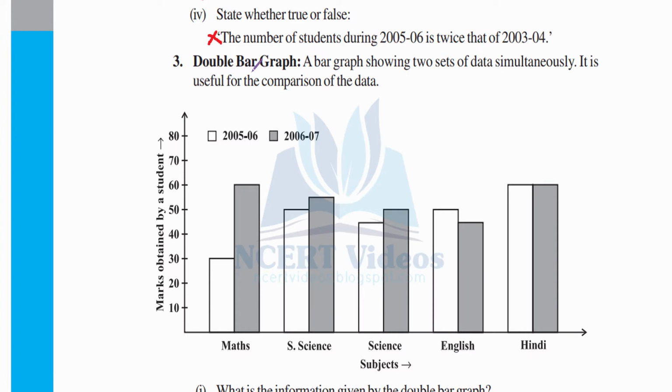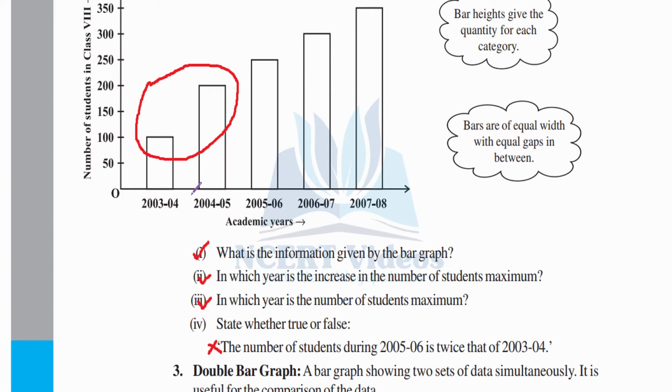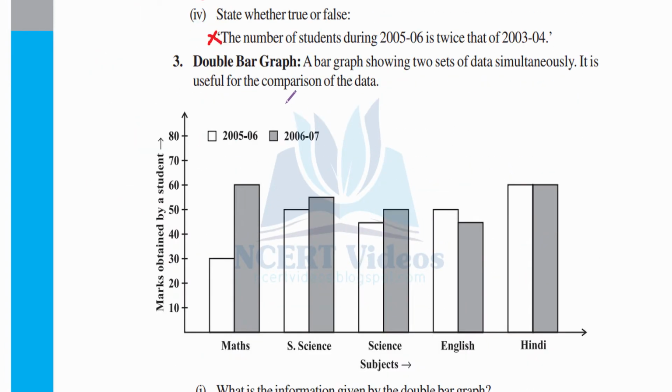Third type of representation we are going to study is double bar graph. Simply there will be two bar graphs attached to each other. So it says a bar graph showing two sets of data simultaneously. It is useful for the comparison of the data. In case of simple bar graph, we were only visualizing or studying about one event only. But in case of double bar graph, we study about two different things at the same time. This we will understand when we will try to understand this particular given double bar graph.